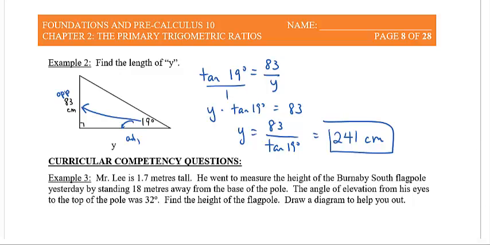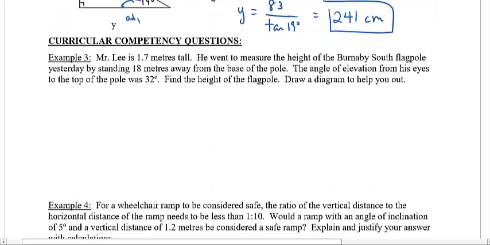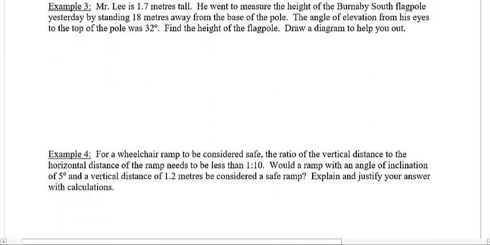Now I'd like to see if you can apply it to different word problems. We've got two of them here today. So the first one, I'm actually 1.7 meters tall. I went to measure the height of the Burnaby South flagpole yesterday, and I stood 18 meters away from that pole. So if here's the flag, here's me, I'm 18 meters away.